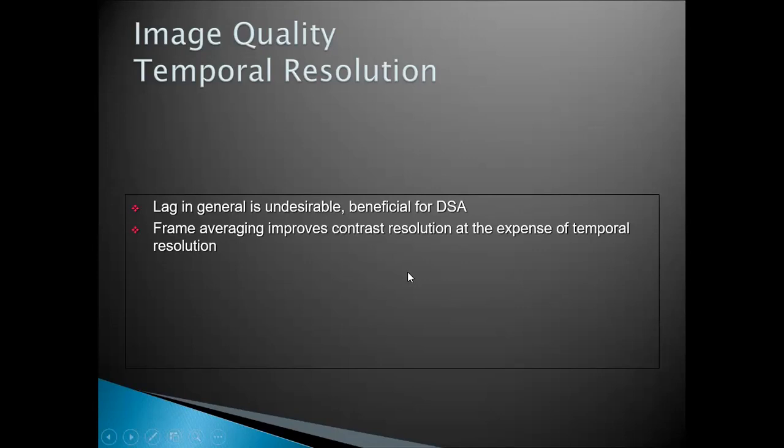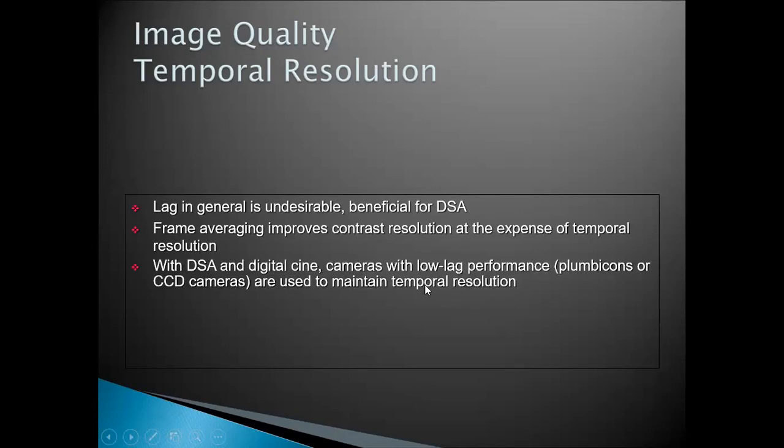Frame averaging improves contrast at the expense of temporal resolution. We have said that before. With DSA and digital cine, a camera with low light performance could become a concern, like we said before when we talked about the Rubicon, which is not as wonderful when it comes to low light performance.